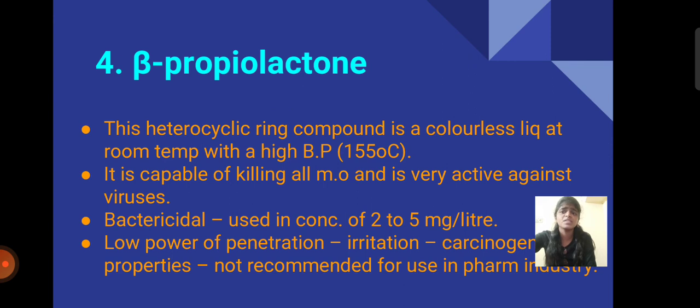And the next type is beta propiolactone. Beta propiolactone is a heterocyclic ring compound, a colorless liquid at room temperature with a high boiling point of 155 degrees Celsius, and it is capable of killing all microorganisms and is very active against viruses. As a bactericidal it is used in a concentration of 2 to 5 milligrams per liter. It has low power of penetration, causes irritation, and has carcinogenic properties, so it is not recommended for the pharmaceutical industry.